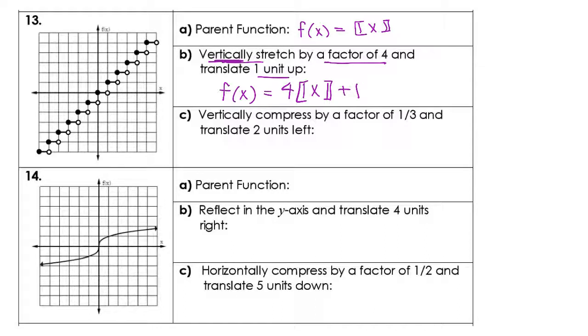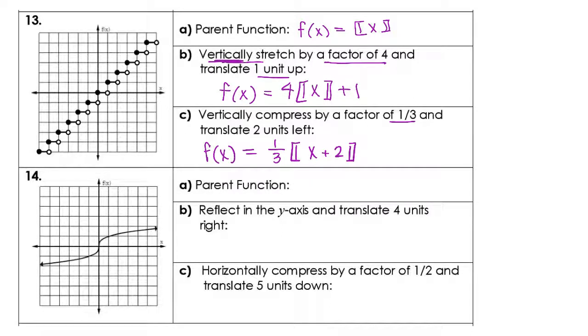Okay, for our next one, a vertical compression by a factor of 1/3. So that's going to look just like it's supposed to. You're going to have that 1/3 on the outside, and then you are going to translate 2 units right. Or, oh, no, 2 units left. So here, what we're going to do, we have f of x equals vertical compression by a factor of 1/3. So we're going to have 1/3 times our greatest integer function. And we're also moving to the left 2 units, so we're going to say plus 2 here.